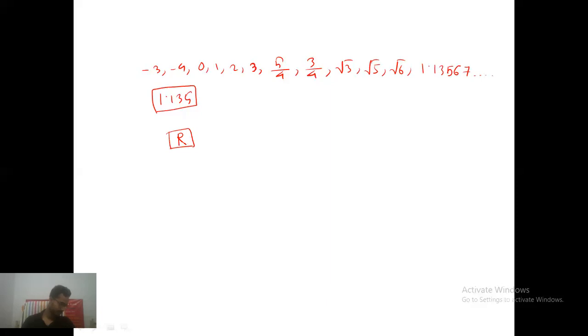The collection of all the rational numbers and irrational numbers together, or you can write the collection of all the rational numbers, irrational numbers, integers, natural numbers, whole numbers are called real numbers. You can write any definition. The numbers which we can plot in the number line are called real numbers. This is one definition. You can write another definition: the collection of all the rational numbers, irrational numbers, integers, natural numbers, and whole numbers are called the real numbers. Clear? So this is the definition of real numbers.